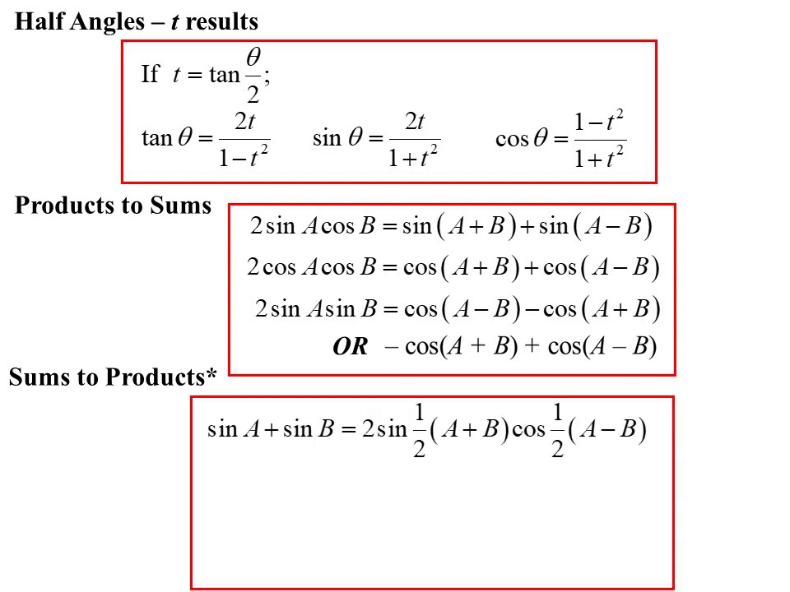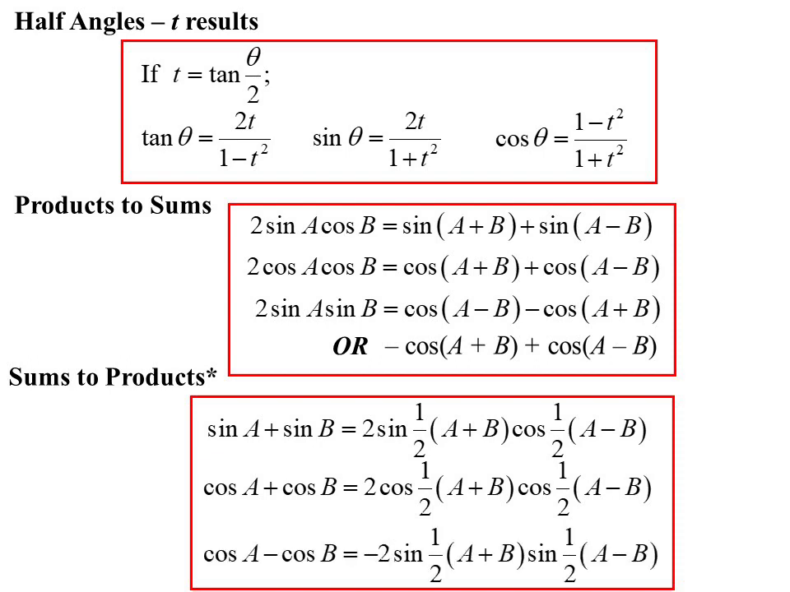So sine plus sine becomes 2 sine half sum cos half diff. Cos plus cos is 2 cos half sum cos half diff. Notice they're basically in the same pattern. They start with 2, the sine one starts with sine, the cos one starts with cos, and they both finish with the cos. So sine half sum cos half diff, cos half sum cos half diff.